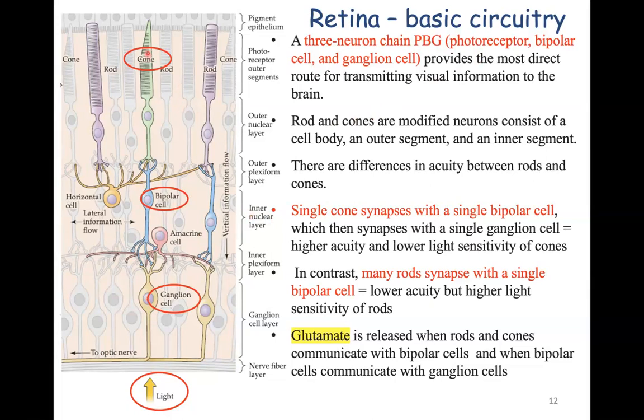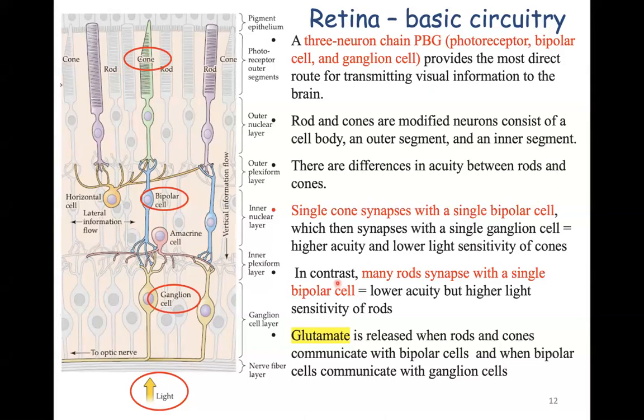What happens with the cones is each cone synapses with a single bipolar cell, which then goes on to synapse with a single ganglion cell. The ganglion cell then goes to the optic nerve, and that goes to the brain, and so on and so forth. Now, you can notice here that it's very focused. It serves one purpose and one purpose alone. So you can imagine that any light that hits the cones is very concentrated and it has a very set pathway. Therefore, cones have higher acuity and lower light sensitivity.